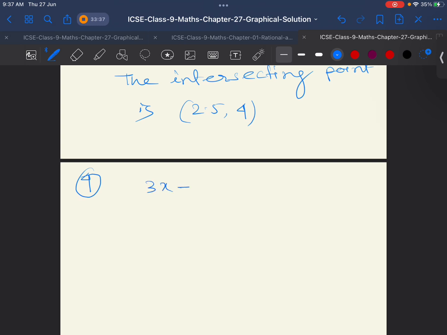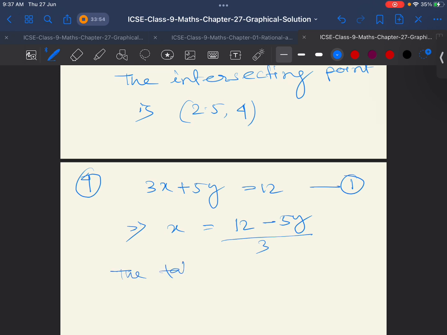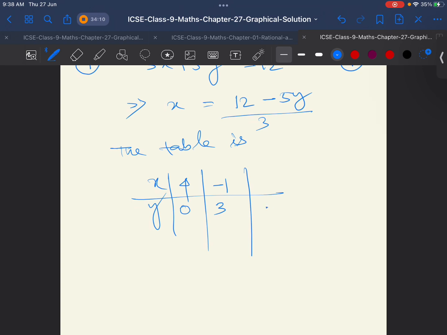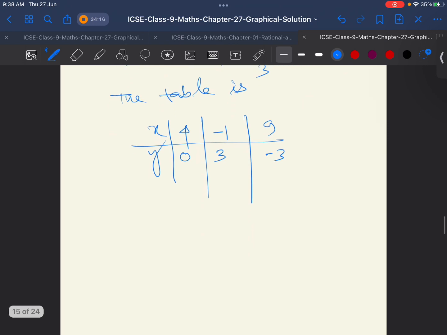Okay, first equation, 3x plus 5y equals 12. Equation 1 implies x equals (12 minus 5y) by 3. The table is: x, y. So now we put y value 0, x is 4; y 3, x is minus 1; y minus 3, x is 9.